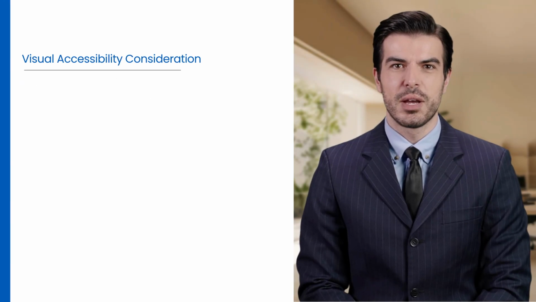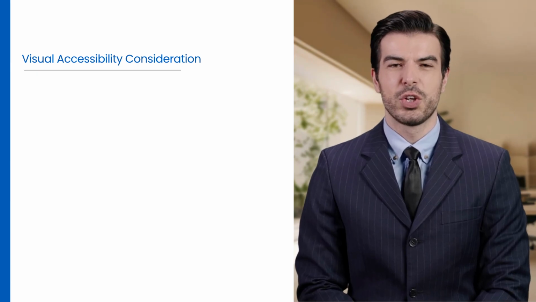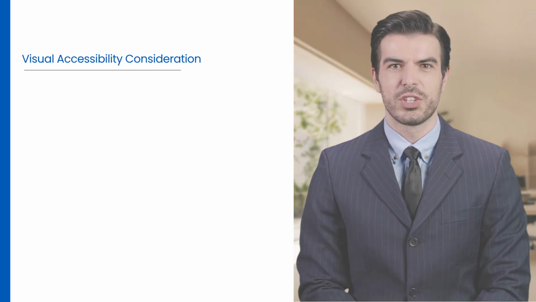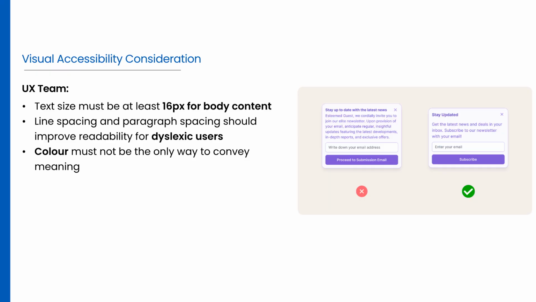Visual accessibility must ensure that content is readable and usable for all users, including those with visual or cognitive challenges. The UX team must design text with a minimum size of 16 pixels for body content to ensure readability. Proper line spacing and paragraph spacing must be used to support users with dyslexia.